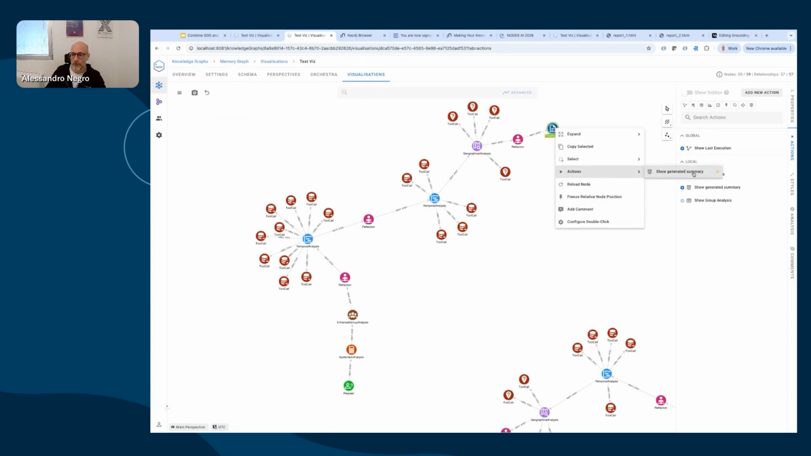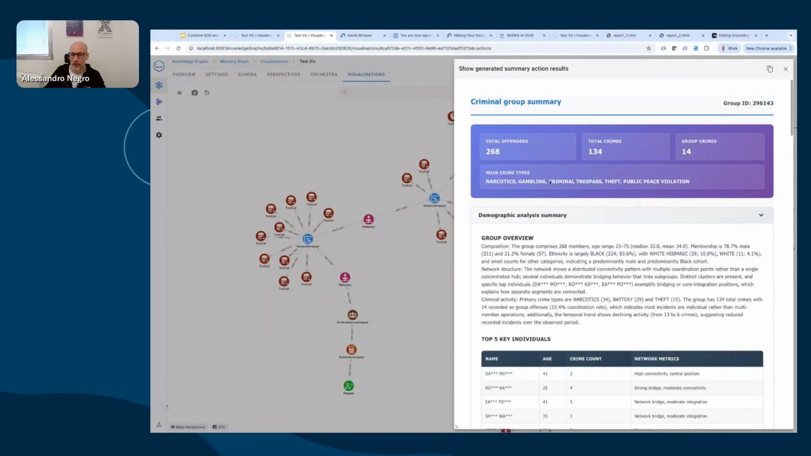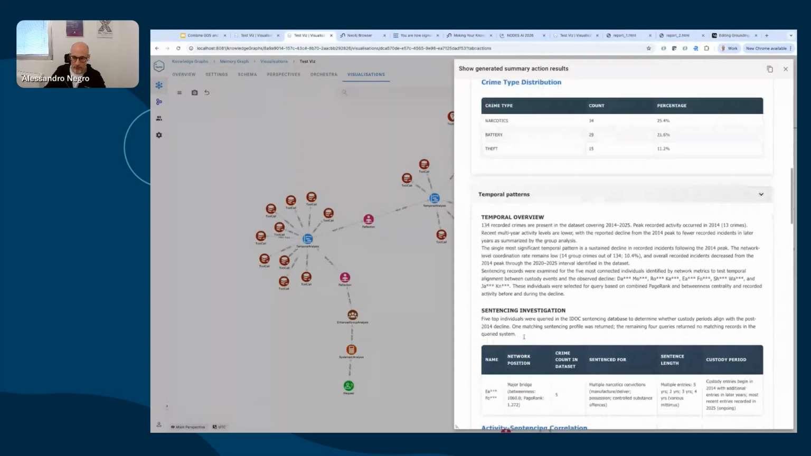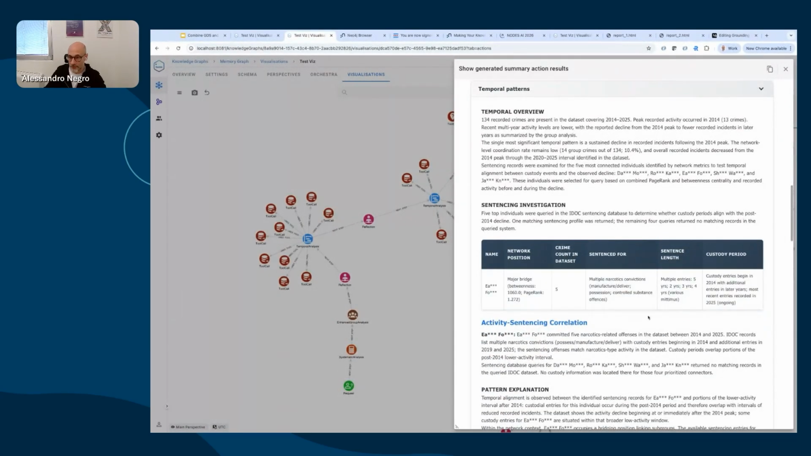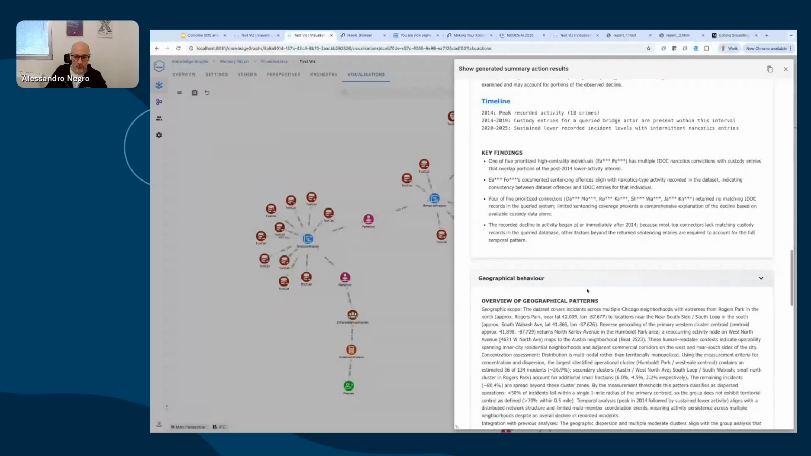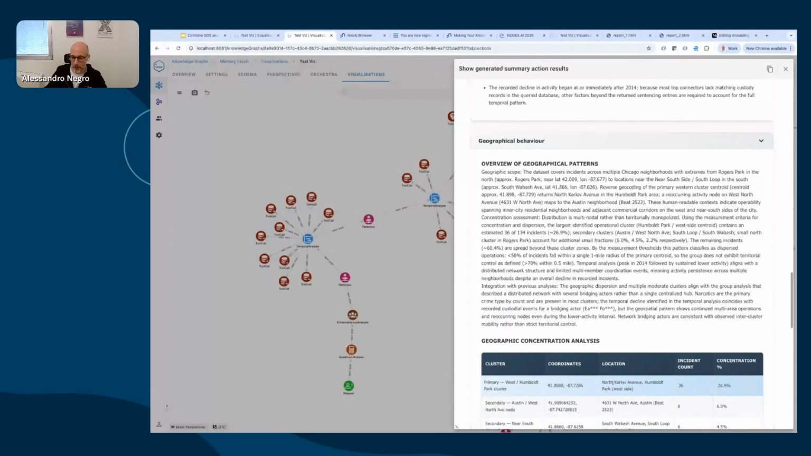So here is an example of the result where you can see that we have the demographic analysis summary, the criminal activities ordered in the temporal overview, and the sentencing investigation that comes from IDOC, the Illinois data set. And we have also the geographical behavior with the translation made by the nominating that helps us to identify different areas of Chicago and group them in a better way.